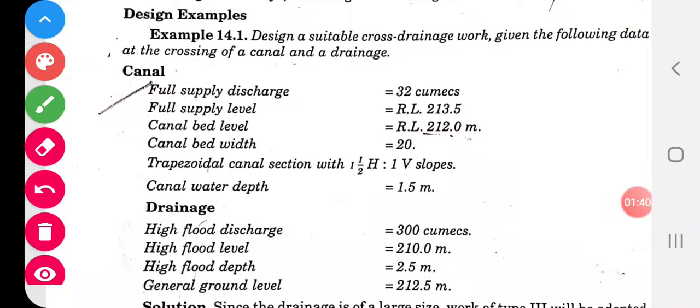It is very lengthy, and this same problem is also available in the Santosh Kumar Garg book. The name of the book is Irrigation Engineering and Hydraulic Structures, written by Santosh Kumar Garg, Khanna publication. In this book, this problem is solved. I have taken this problem from the same book, and the same example has occurred in the examination.